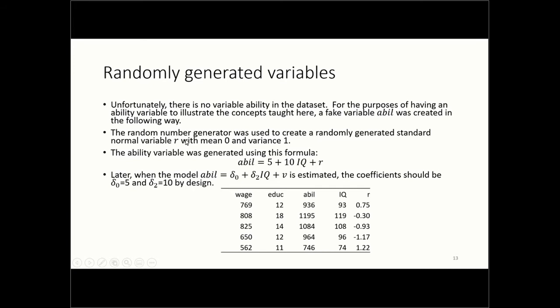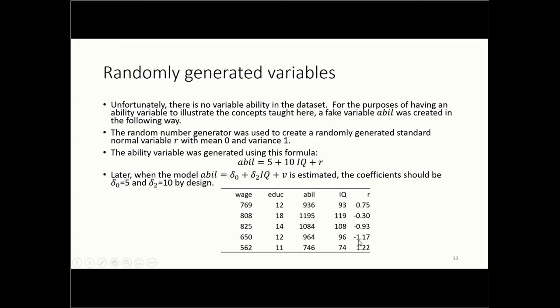I used the random number generator to create a randomly generated standard normal variable R with mean 0 and variance of 1. So if we generate the standard normal variable R, this is the distribution. So this is the standard normal distribution. We would have some positive, some negative values. 95% of them would be between minus 1.96 and 1.96. That's what we're going to see.